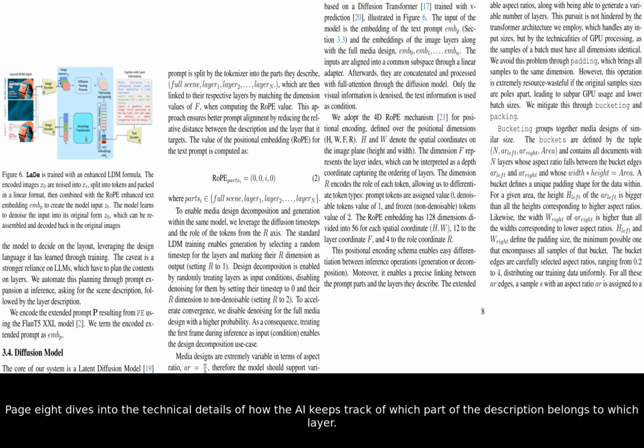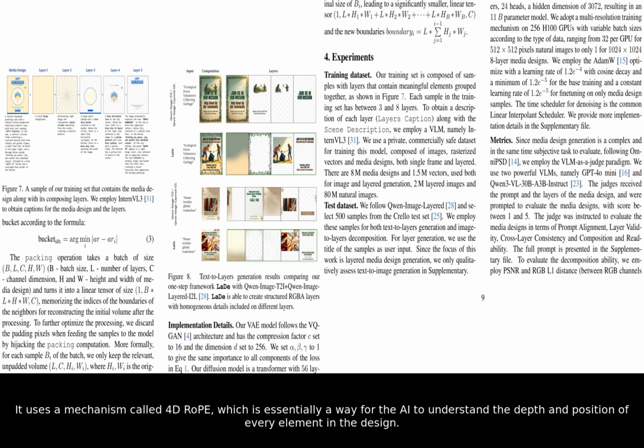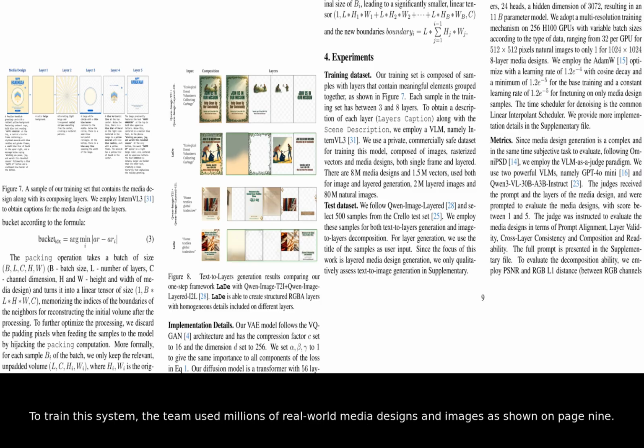Page 8 dives into the technical details of how the AI keeps track of which part of the description belongs to which layer. It uses a mechanism called 4D rope, which is essentially a way for the AI to understand the depth and position of every element in the design. To train this system, the team used millions of real-world media designs and images, as shown on page 9.